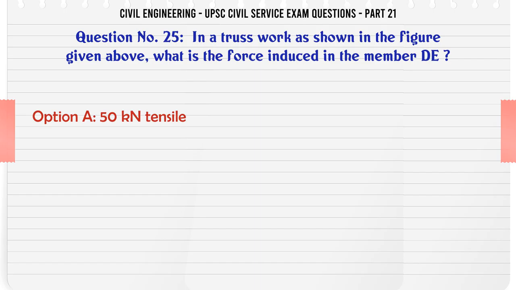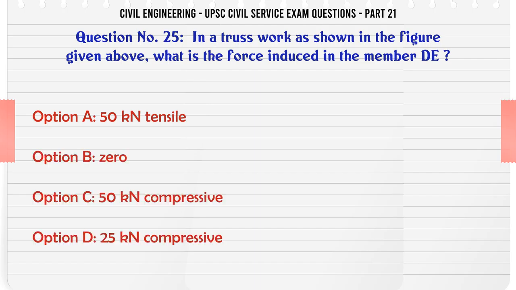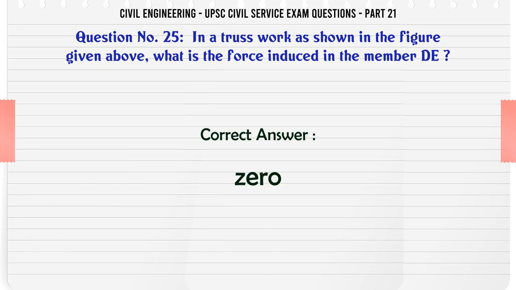In a truss work as shown in the figure given above, what is the force induced in the member D? A. 50 kN tensile. B. 0. C. 50 kN compressive. D. 25 kN compressive. The correct answer is 0.